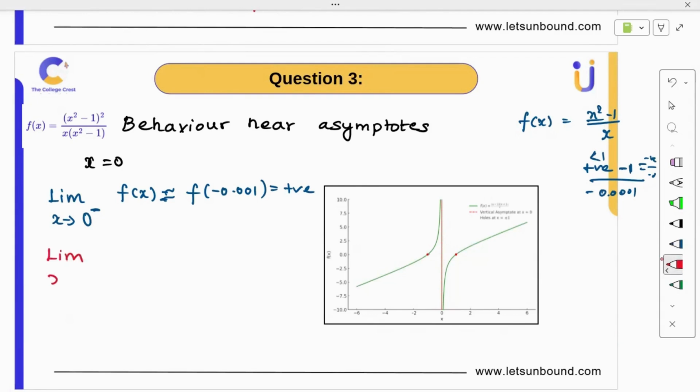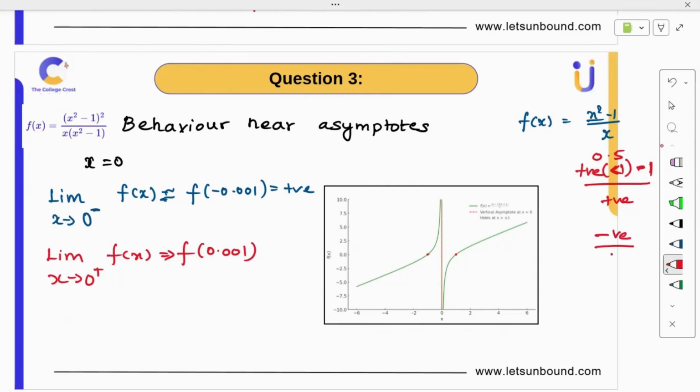And the limit as x tends to 0 from the right, f of x: you plug in 0.001. Anything squared is going to be positive, and for sure it will be less than 1. Positive less than 1, minus 1, gives a negative numerator, divided by positive, it's negative. Without a calculator, we have to analyze like this.